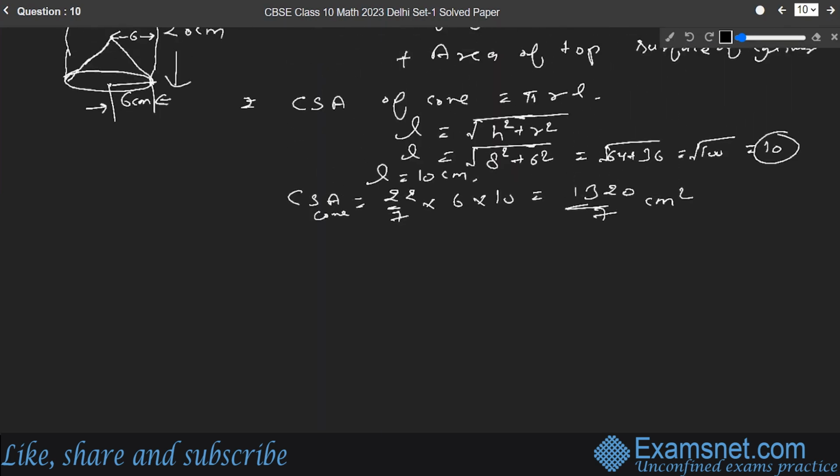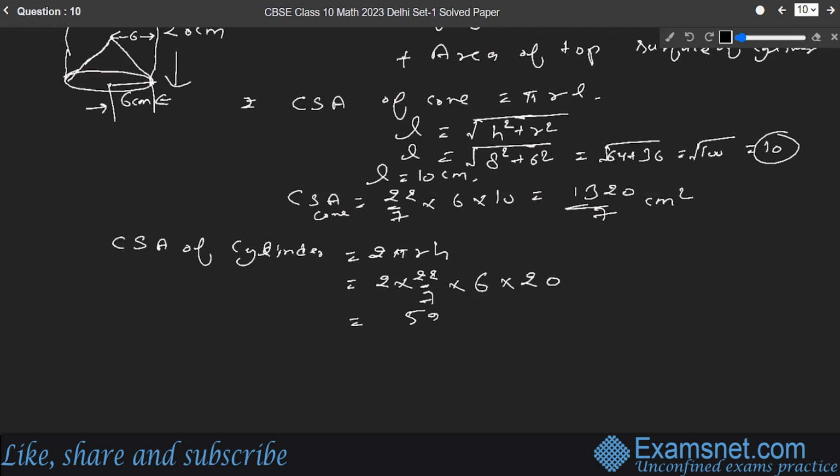Now we are about to find out the CSA, that is curved surface area, of the cylinder. The formula is 2 pi RH. So let us apply the values. This is going to be 2 into 22 by 7. Radius of the cone and cylinder both is 6 only. Height of the cylinder is also given, that is 20. So if we use this, we're going to reach 5280 upon 7 centimeter square. So that is the CSA of the cylinder.